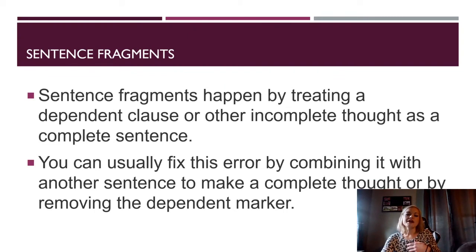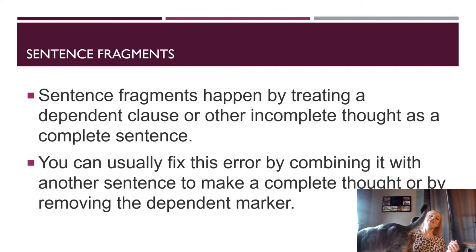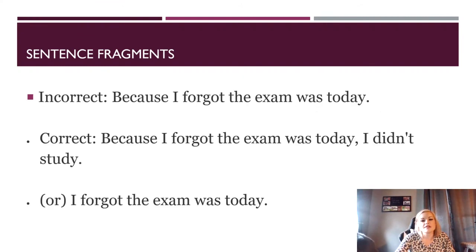As I mentioned earlier, fragments happen by trying to treat a dependent clause or other incomplete thought as a complete sentence. You can't just mash some words together and put a period at the end. You have to be aware, am I writing a complete sentence? Can this stand alone? Does it have a subject and a verb and express a complete thought? So you can combine that with another sentence or rewrite it.